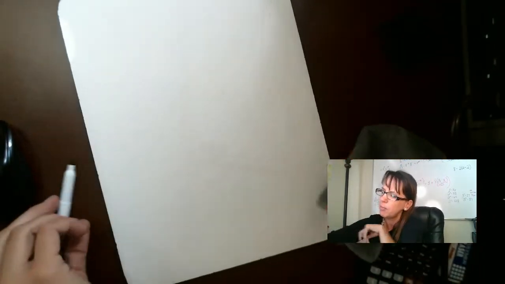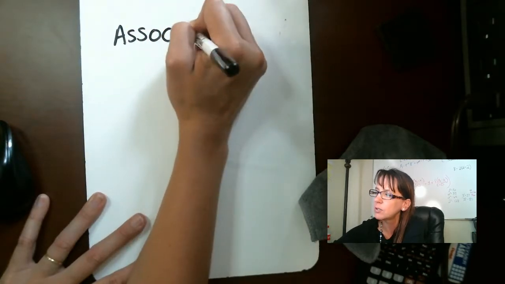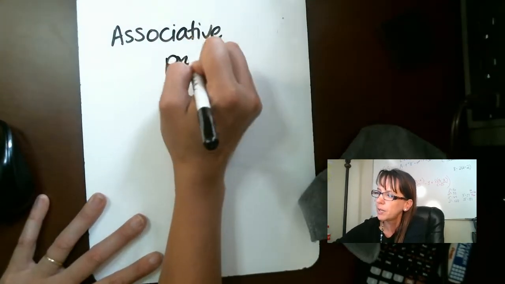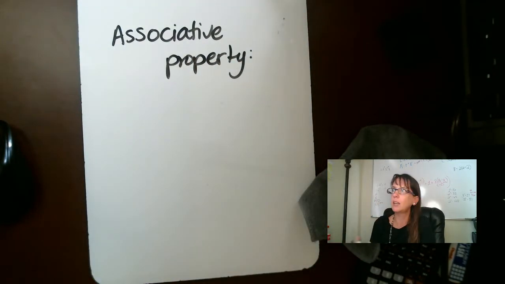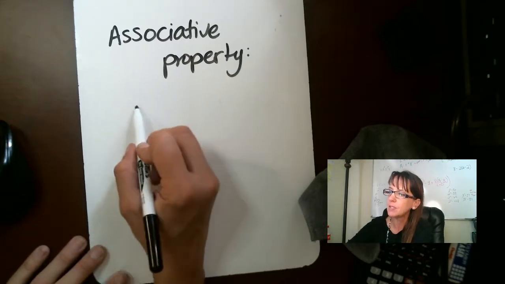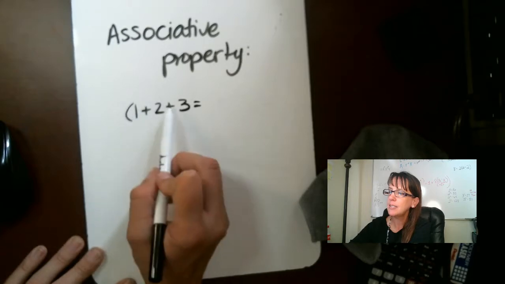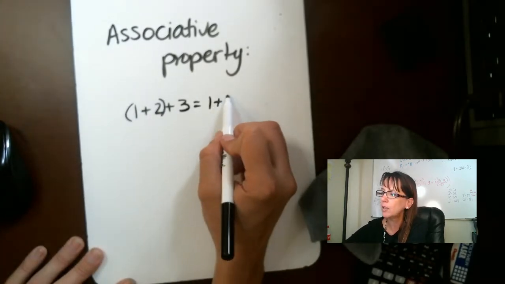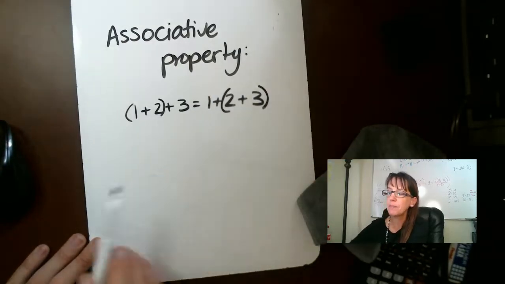The associative property. Now, when you think of an association, you think of a grouping, like the association of book readers. That's going to be a group of people who read books. It's the same idea for multiplication and division. If I have 1 plus 2 plus 3, and I put parentheses here, and I say 1 plus (2 plus 3), we can put this here, right?